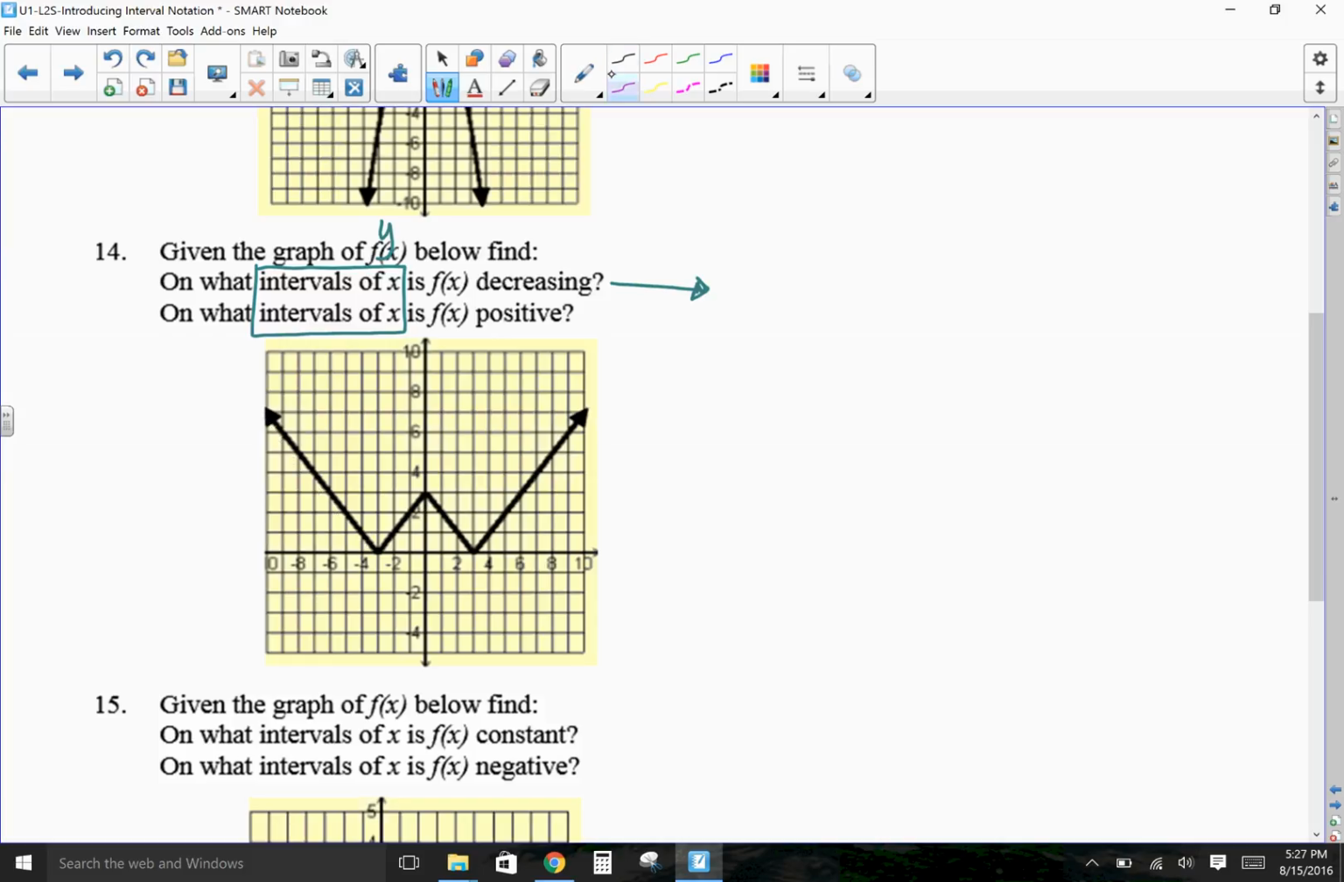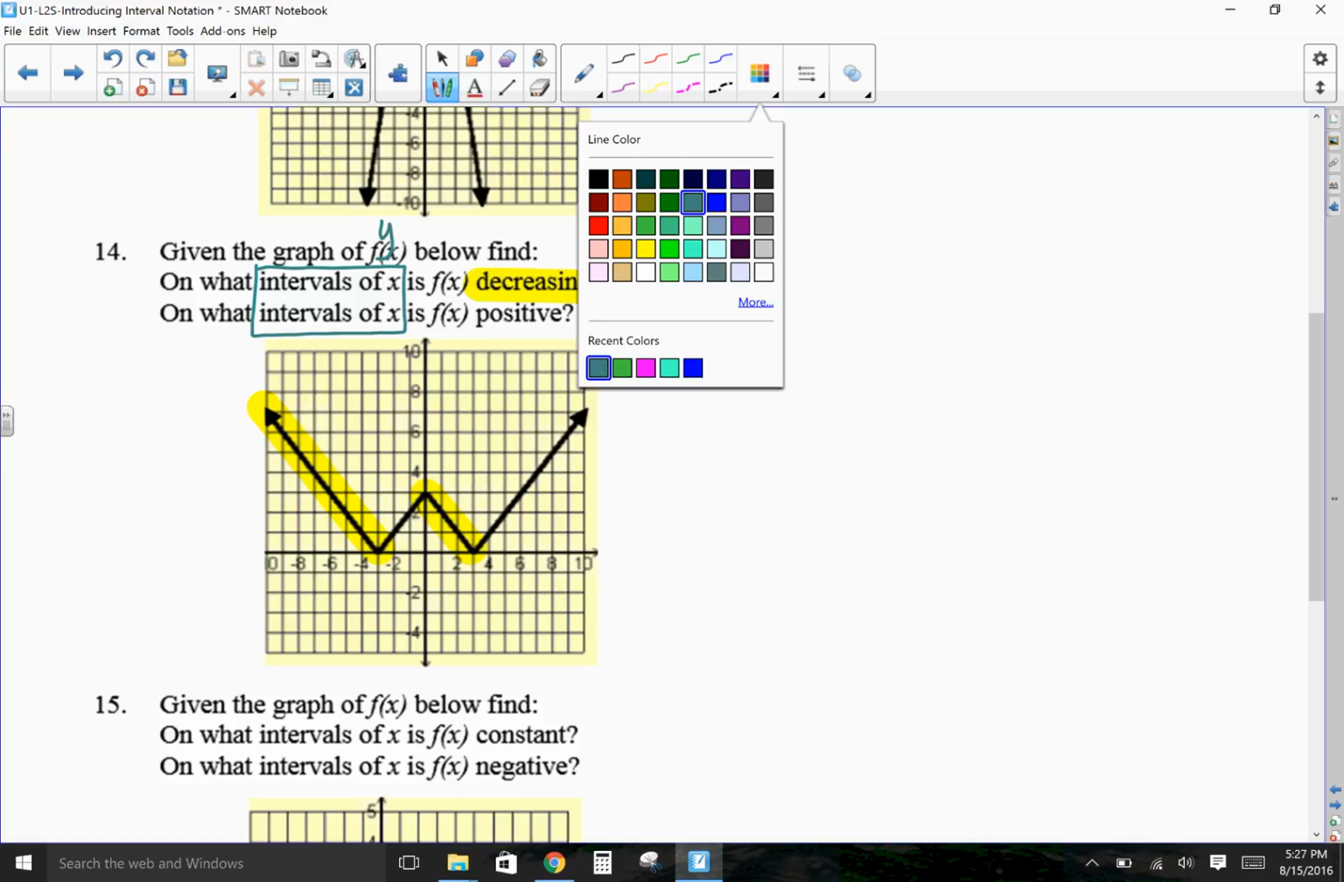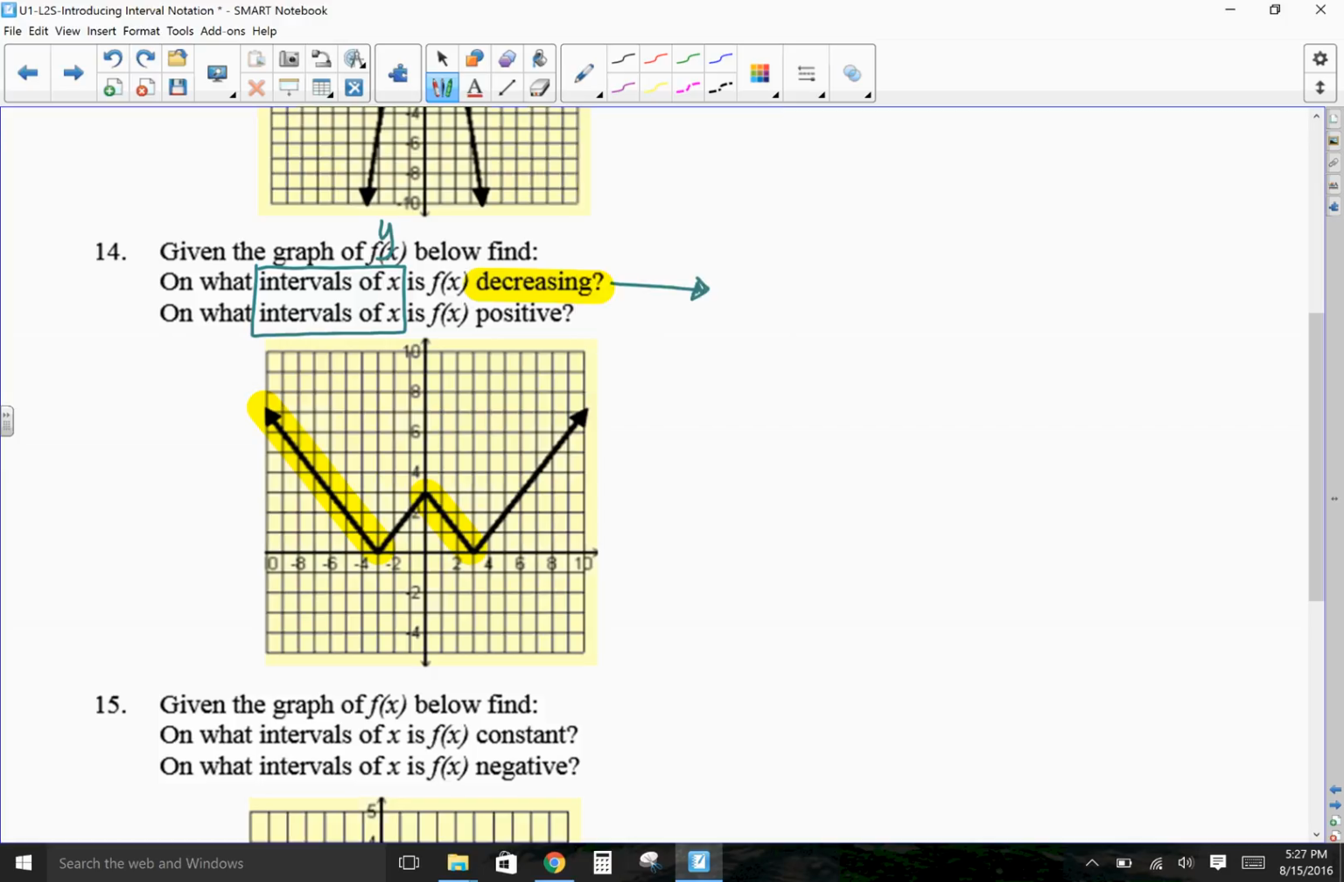Actually, let's do this so you can see it. If you can tell, when I trace the graph right here, I'm decreasing. Then when I go from here to here, it's increasing. Then from here to here, I'm decreasing. And from there to there, I'm increasing. It only wants the decreasing values. Since it wants those decreasing values, I'm going to give the x intervals of where that happens.